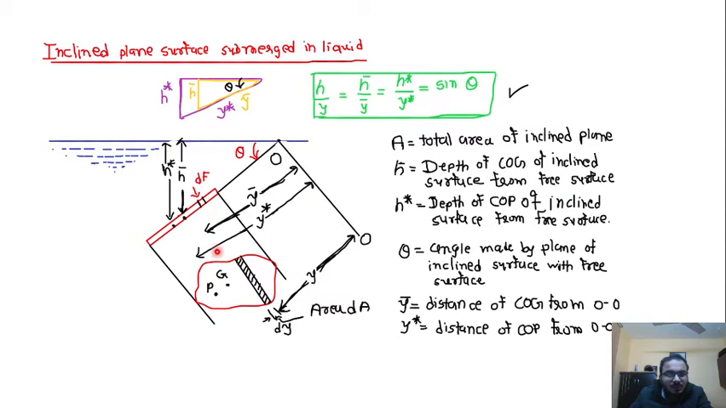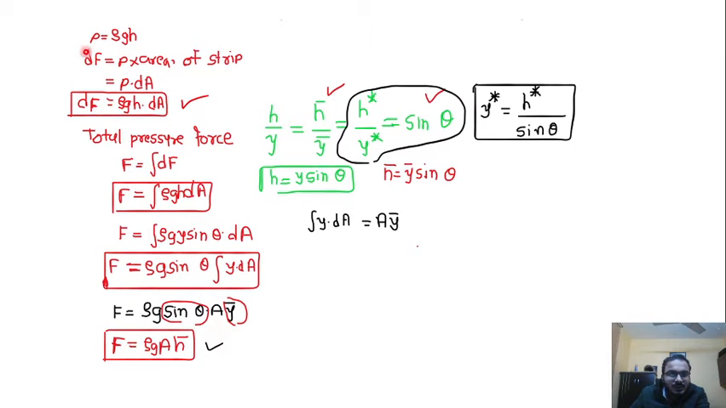To obtain the total pressure and center of pressure, we took a small horizontal strip having a thickness of dy and area dA. We started with the pressure P as rho g h and the force dF, and then integrated this term, so we get the total force F as rho g A h bar.